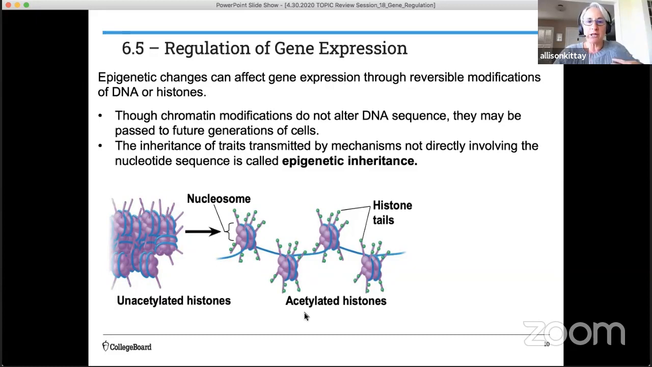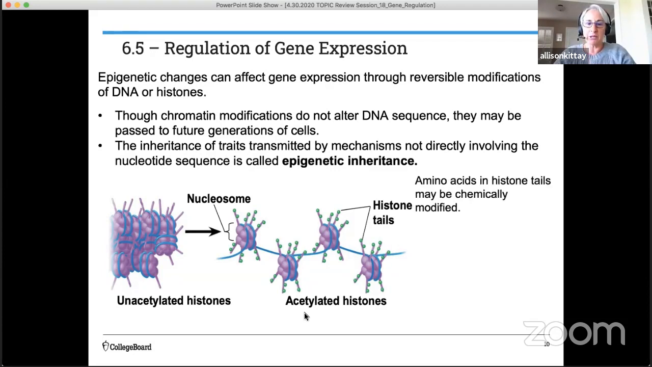And so again, we're in eukaryotes, right? And in eukaryotic DNA, the chromatin is packed using histone proteins. And so what we're going to see is that there are some ways to either loosen or tighten the chromatin to either have greater access to those genes or less easy access to those genes. So the inheritance of traits transmitted by mechanisms that are not directly involving the nucleotide sequence is called epigenetic inheritance.